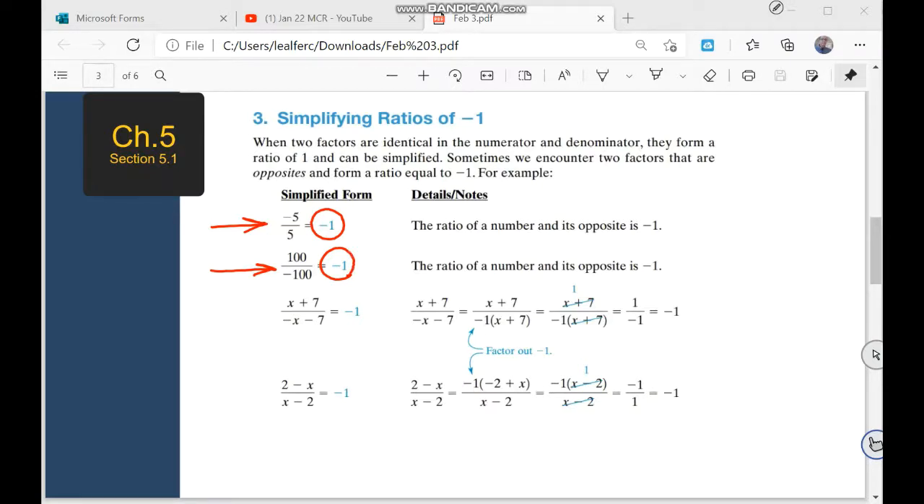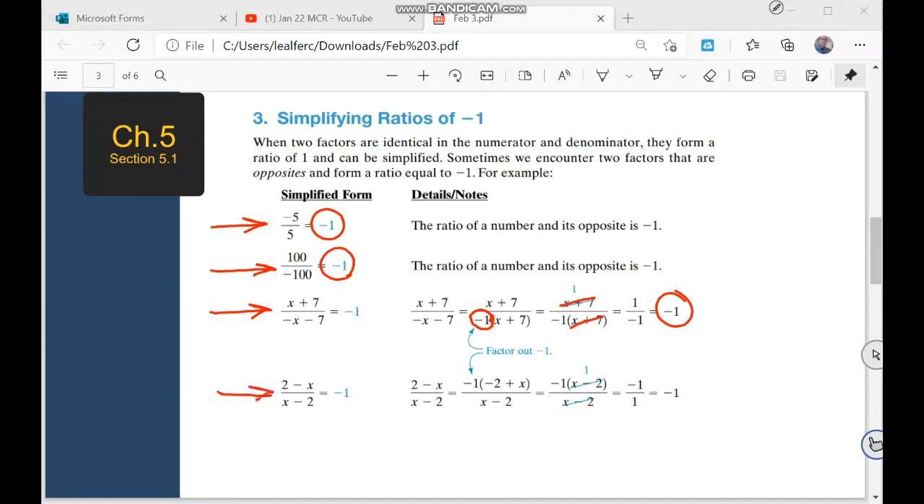Another example, now with variables. Check this: x plus 7 over -x minus 7. They are not the same factors, they are different, but they are the opposite. One is the opposite of the other. We can factor out -1 on the numerator or on the denominator, doesn't matter. Then you can simplify, cancel out, and the result is going to be -1.